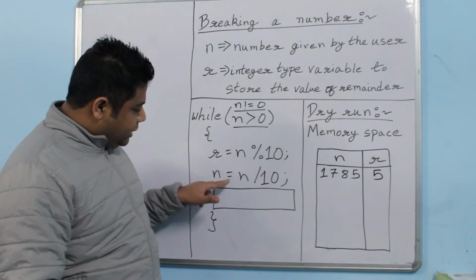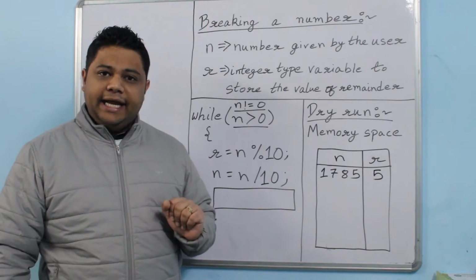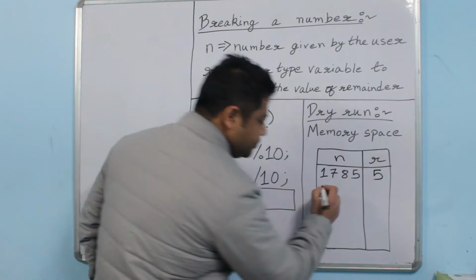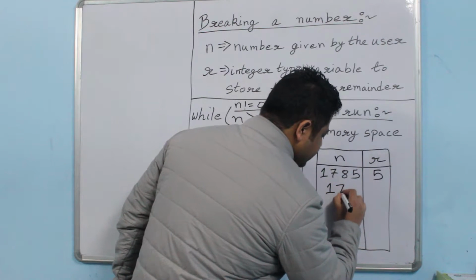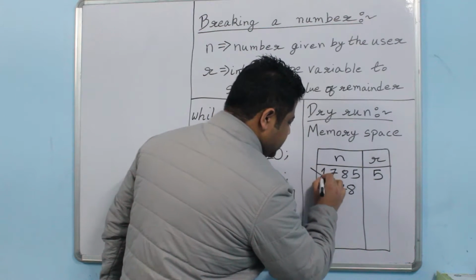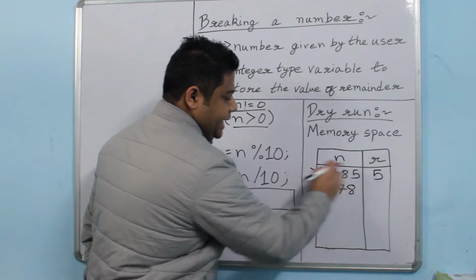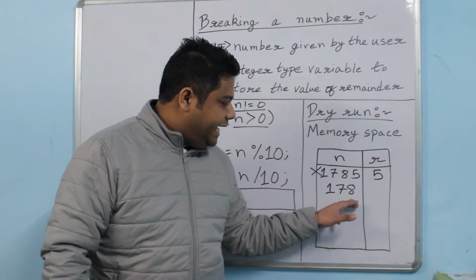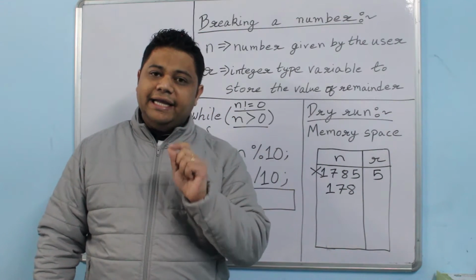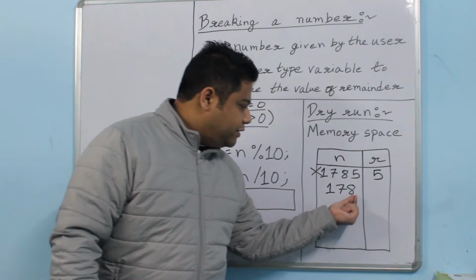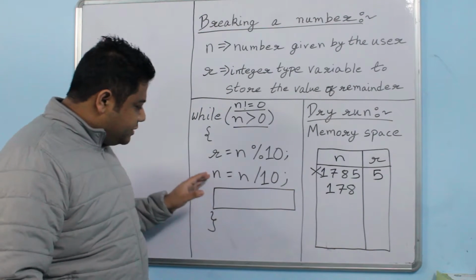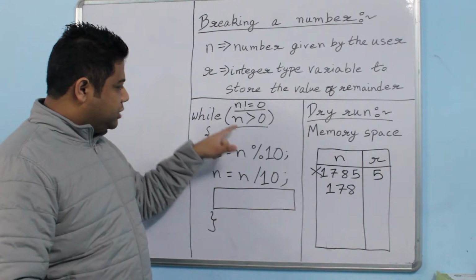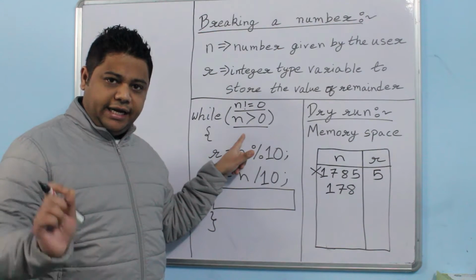Next we have n equals n divided by 10. So 1785 divided by 10 will be 178. This value is now stored in the variable n, so the new value is 178. As I have told you, n is an integer, so that's why we don't have a decimal point. After that, whatever the program is about, we do that, and then again we go back to the loop and check the condition again.